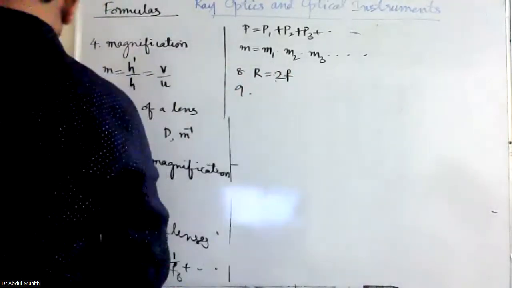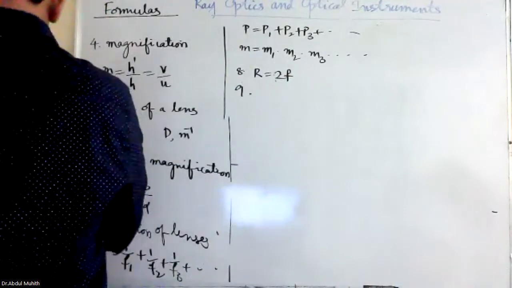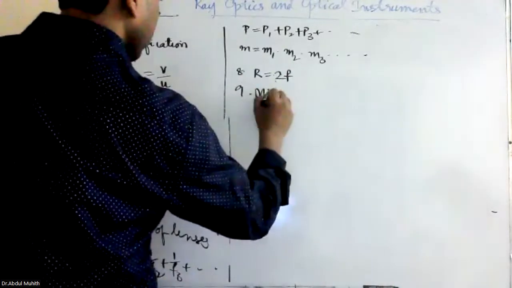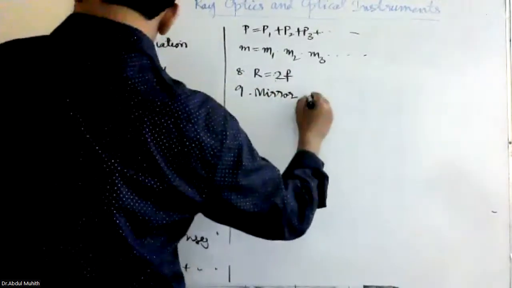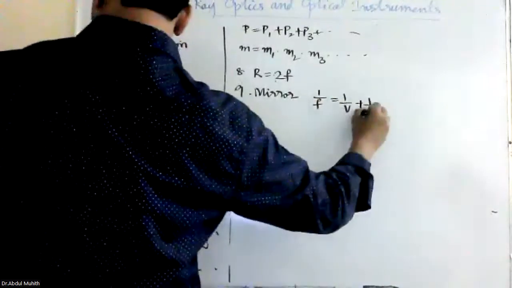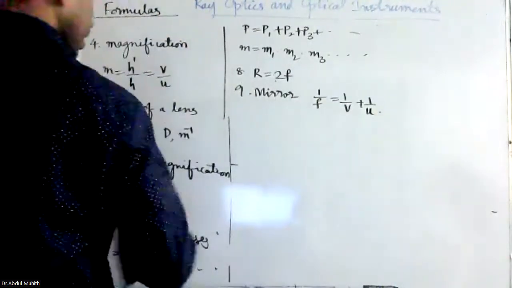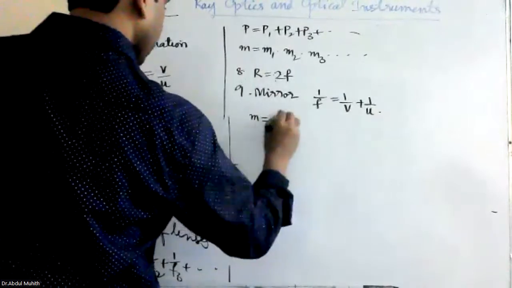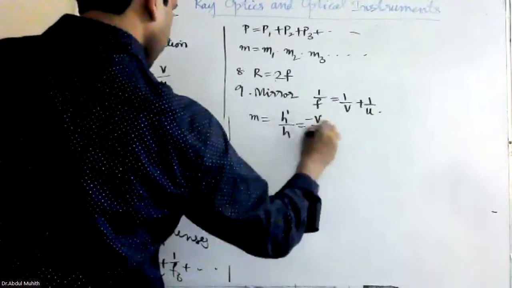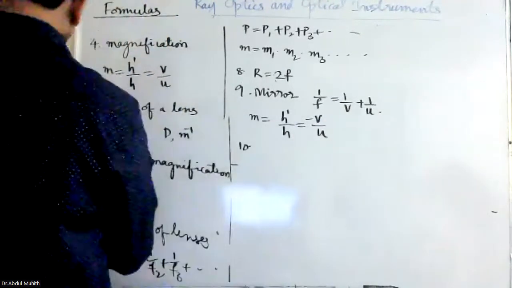9th one is the mirror formula. So the mirror formula is what? We have 1 by f is equal to 1 by v plus 1 by u. And M is equal to minus h dash by h, which is equal to minus v by u.